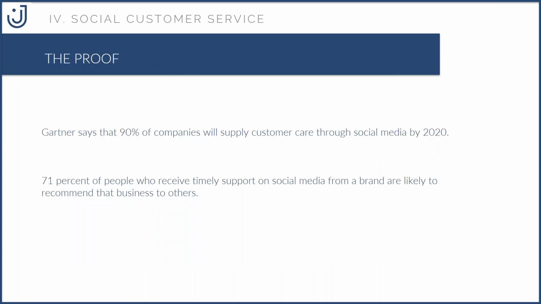It looks like this. Gartner says that 90% of companies will supply customer care through social media by 2020. It's 90% of companies. And 71% of people who receive timely support on social media from a brand, from you, the small business, are likely to recommend that business to others. So think about that. 71% of people who receive support are likely to recommend that business.